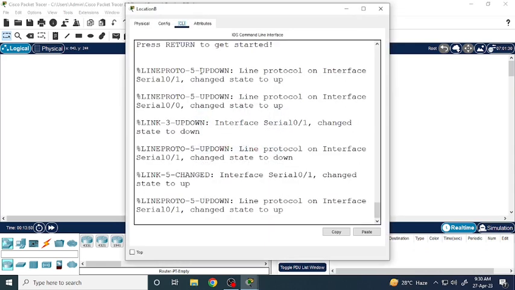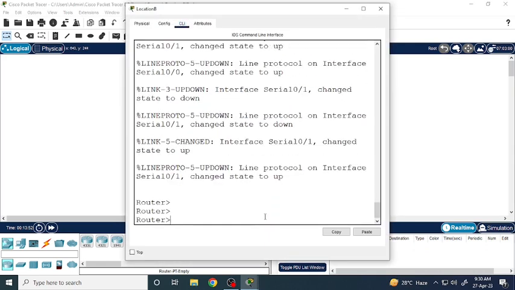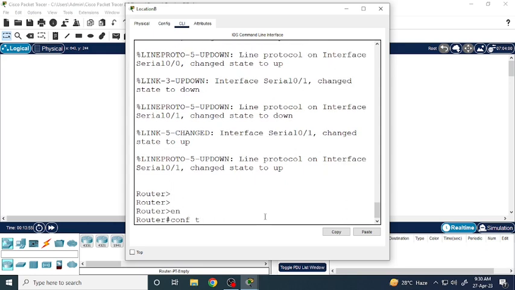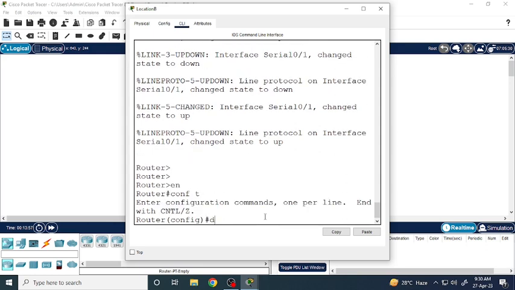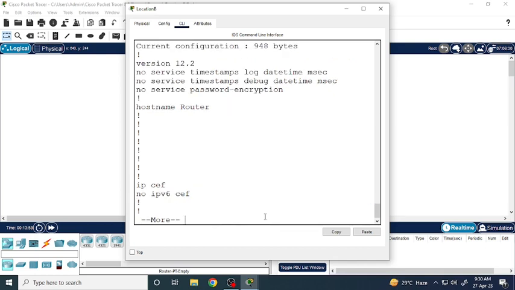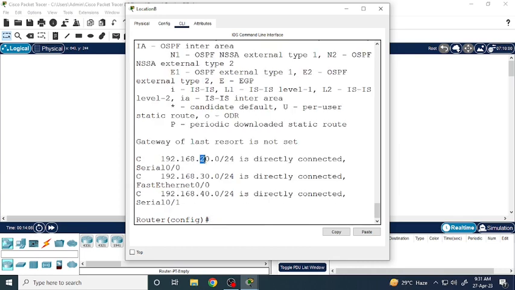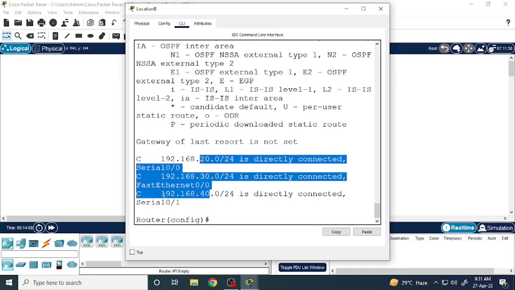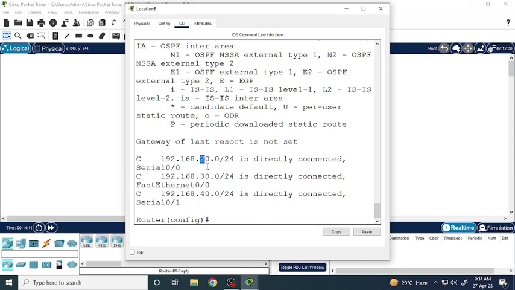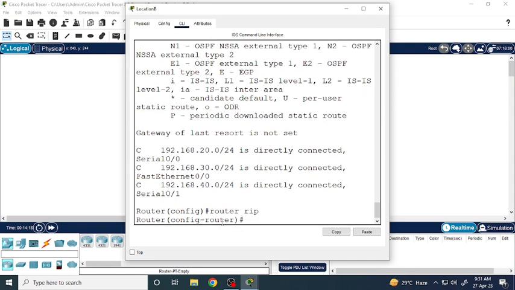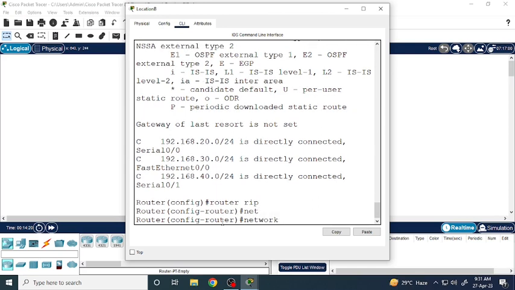So let's go down to the second router, enable, configure terminal. Let's see show ip route to confirm which routes are directly connected. These are 20, 30 and 40, so we're missing 10 and 50. So router rip to activate, and then the network keyword, and then the network ID.